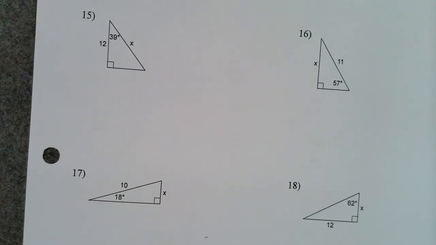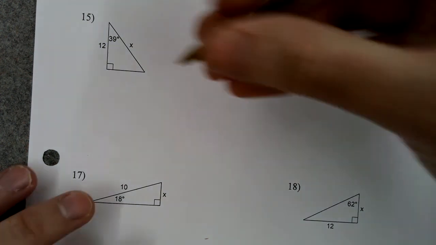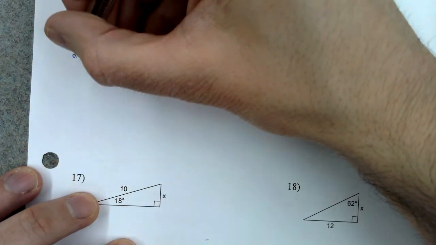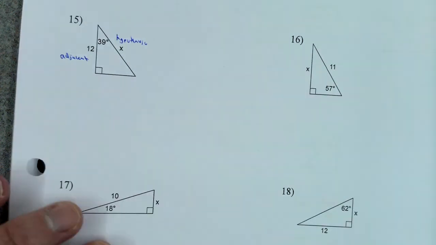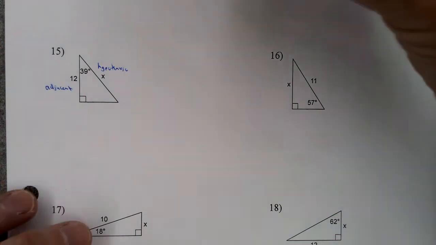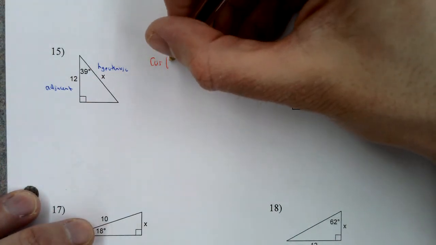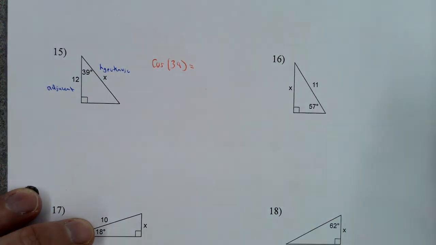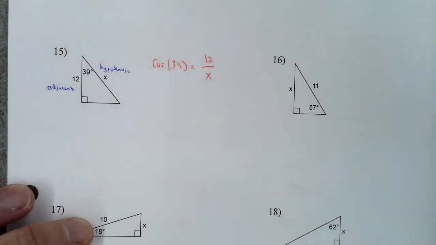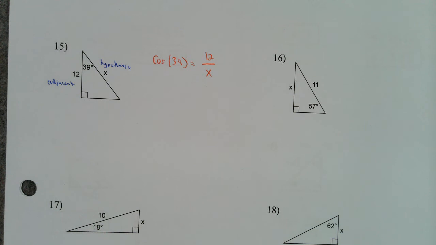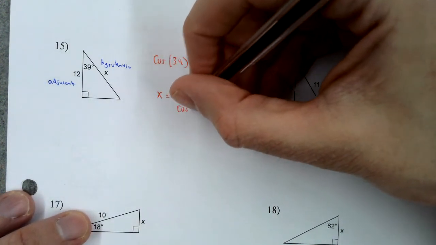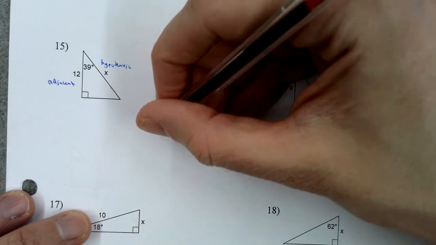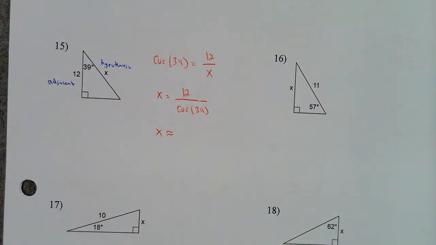Number 15, we have adjacent and we have hypotenuse. So that's going to be cosine. Cosine 39 equals adjacent 12 over hypotenuse x. So x equals 12 divided by cosine 39. 15.4.